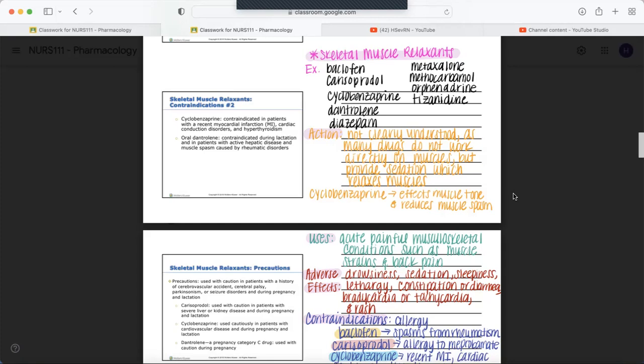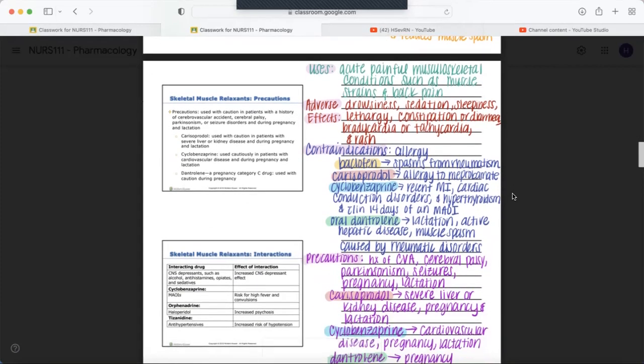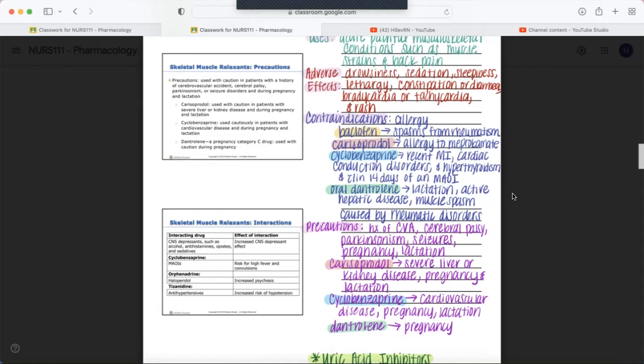We know that some of them help to provide sedation, and sedation itself is going to relax the muscles. The only medication that really does affect muscle directly is cyclobenzaprine. It decreases muscular tone to help reduce muscular spasm. We use these for acute painful musculoskeletal conditions like muscle strains or back pain. Adverse effects can include drowsiness, sedation, sleepiness, lethargy, constipation, diarrhea, bradycardia or tachycardia, and potentially even rash. If your client's allergic, they should not take a muscle relaxant.